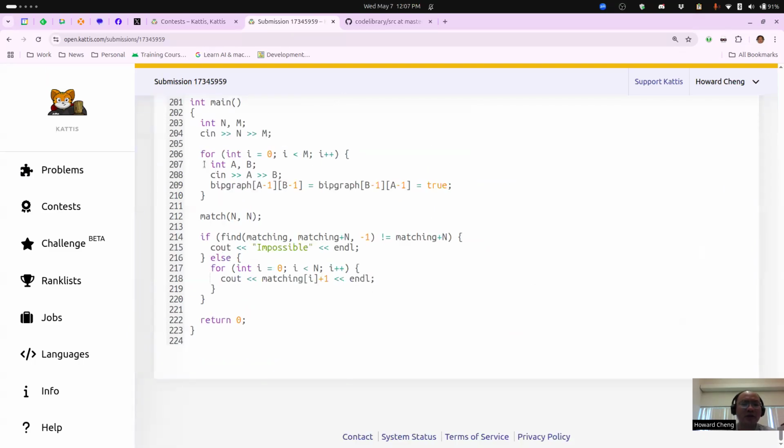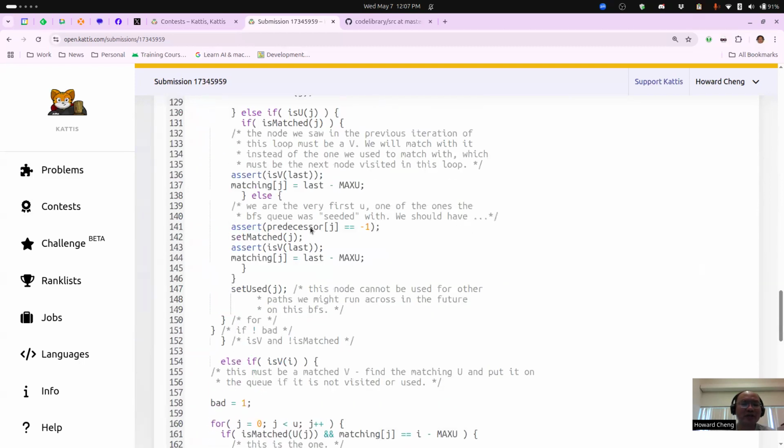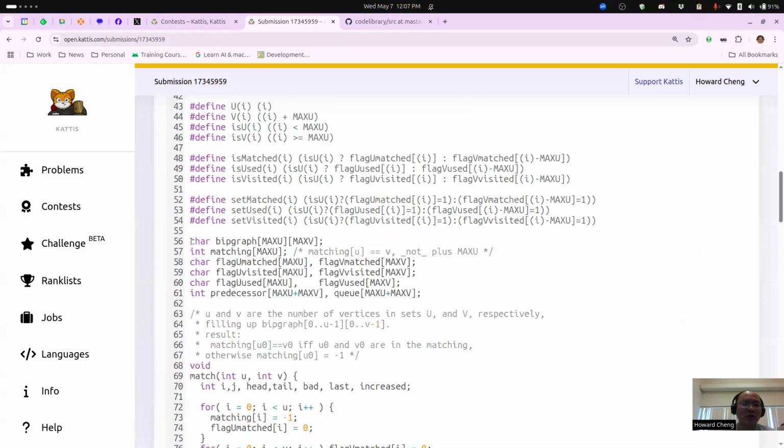And then here, I read in A and B, and because I think the IDs are between 1 and 1000, I want to make them between 0 and 999. So I make them A minus 1, B minus 1, and I set things to true if there's an edge that goes from A on the left to B on the right and vice versa. Because this is a global array, it's automatically initialized to zeros, and zero means false.